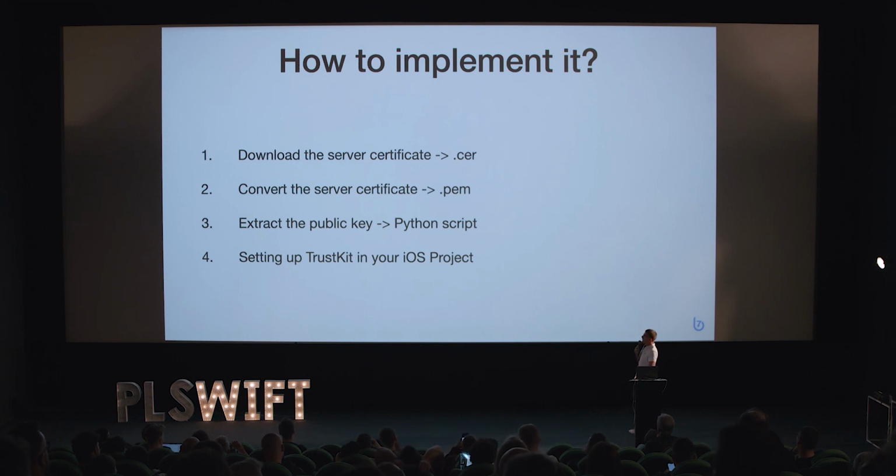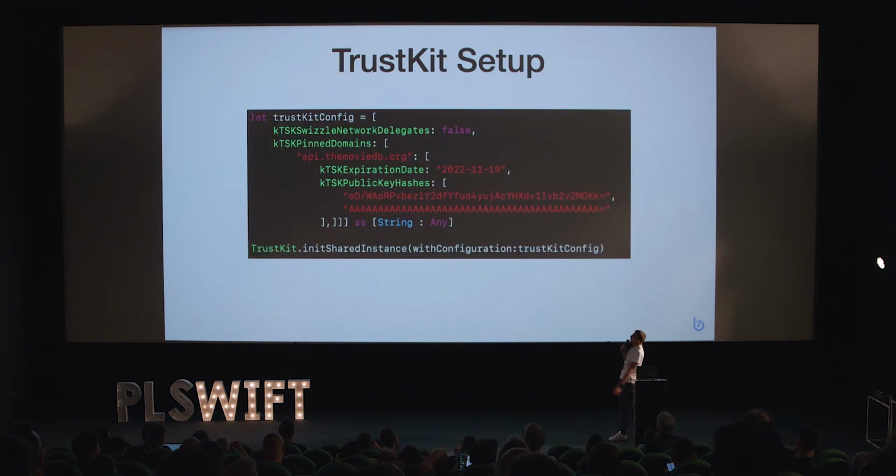What does the setup of TrustKit look like? It's something like this. You need to specify the public key and the expiration date of the certificate. In this case, I was using the API of The Movie Database. The second string is basically the fallback public key. It's, of course, invented. They didn't have another public key. And how does it look?